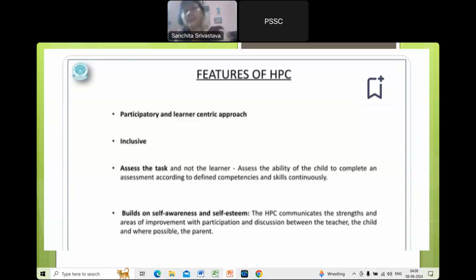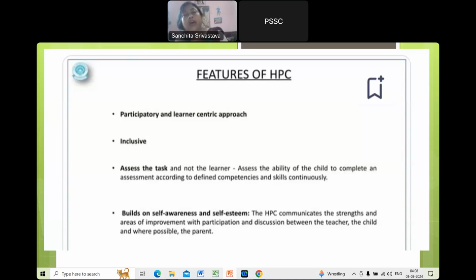See, inclusiveness. For example, the child cannot hold the pencil properly, but the child can write whatever he can see. He can understand at his own level of understanding. But the child can do something else. For example, in handicraft, the child might be excellent. So when you are assessing, you have to take those excellent points together, isn't it? So assess the task and not the learner. Assess the ability of the child to complete an assessment according to the defined competency and skill continuously. So assessment has to be continuous.